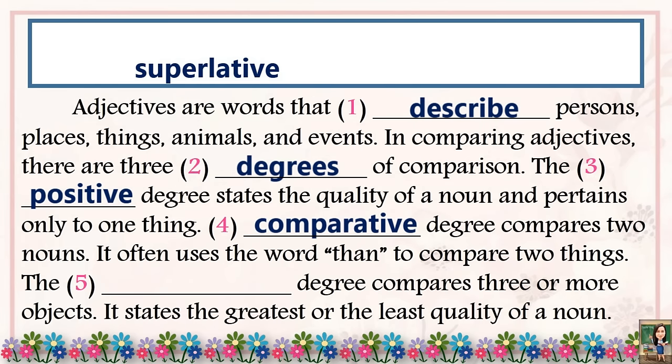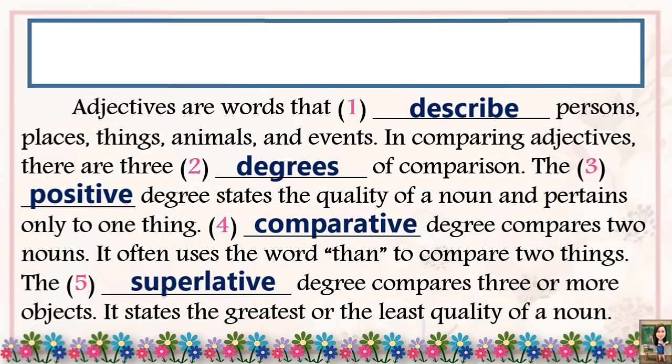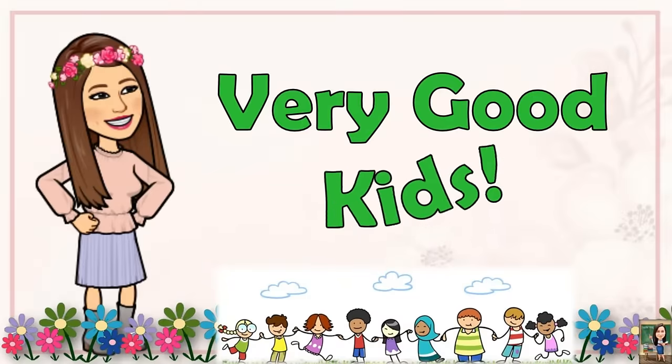Comparative degree compares two nouns. It often uses the word than to compare two things. The superlative degree compares three or more objects. It states the greatest or the least quality of a noun. So kids, are all your answers correct? Wow! Very good, kids!